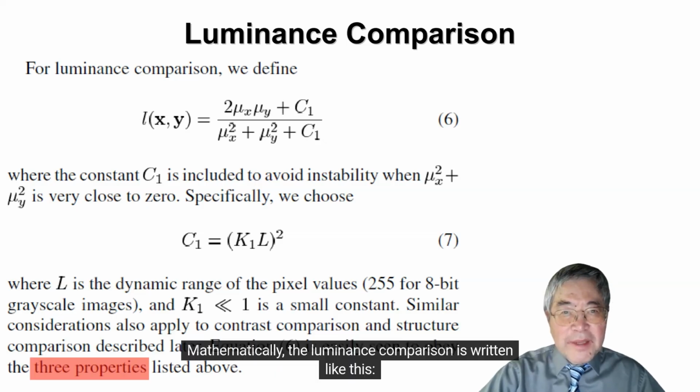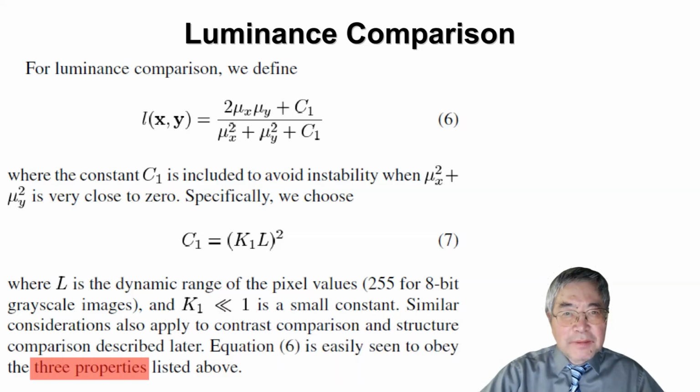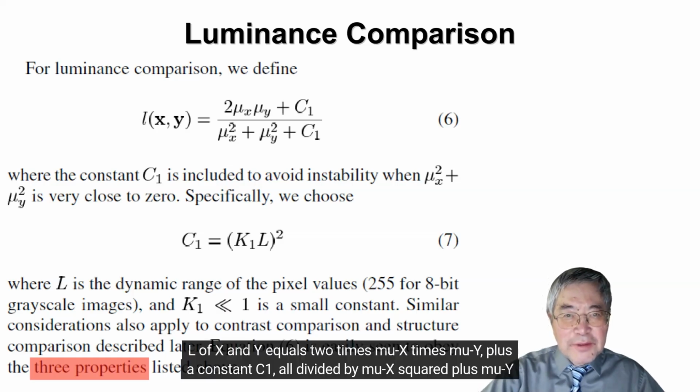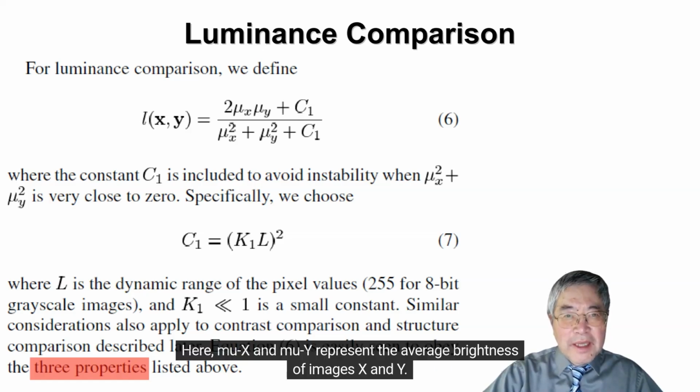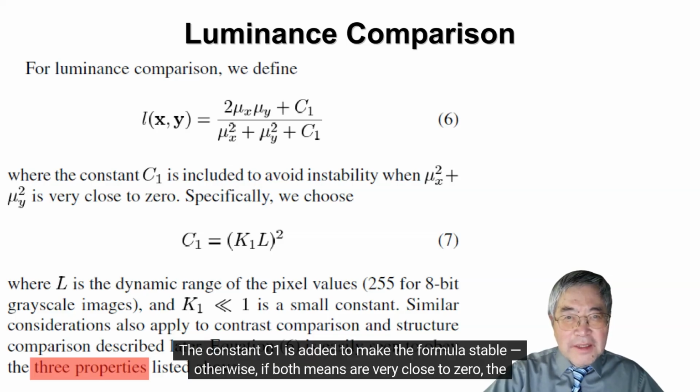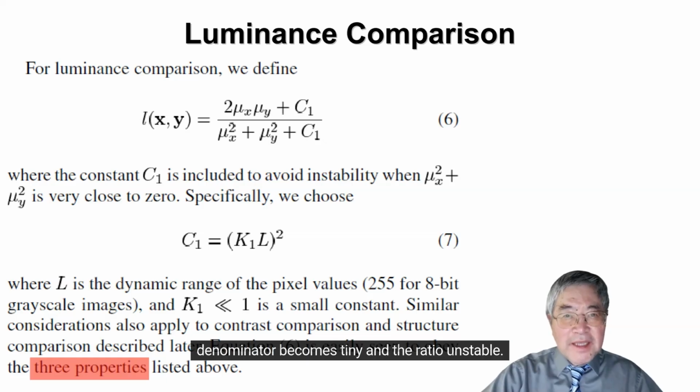Mathematically, the luminance comparison is written like this. L of x and y equals 2 times mu x times mu y plus a constant c1, all divided by mu x squared plus mu y squared plus that same constant c1. Here, mu x and mu y represent the average brightness of images x and y. The constant c1 is added to make the formula stable. Otherwise, if both means are very close to 0, the denominator becomes tiny and the ratio unstable.